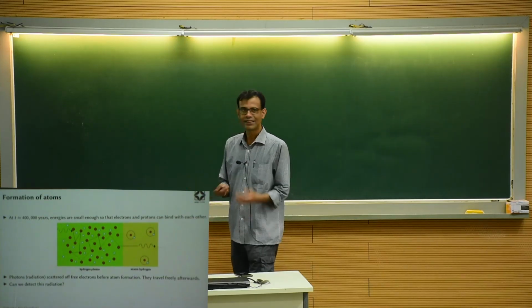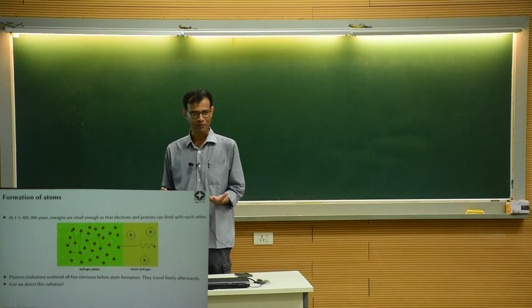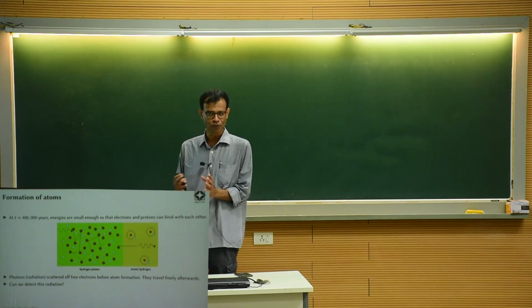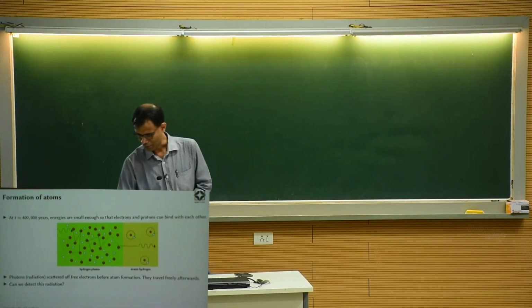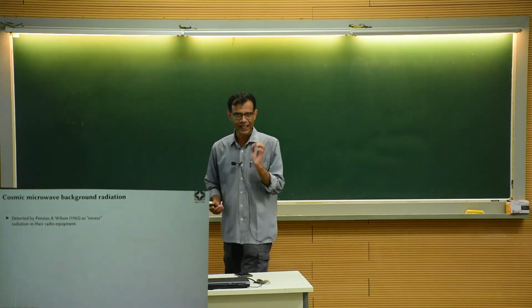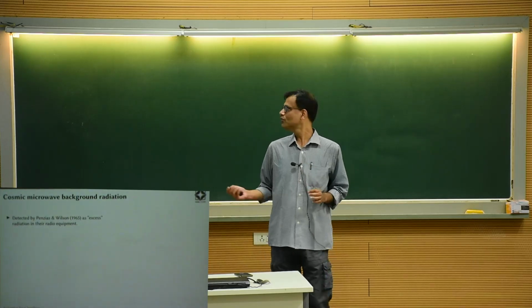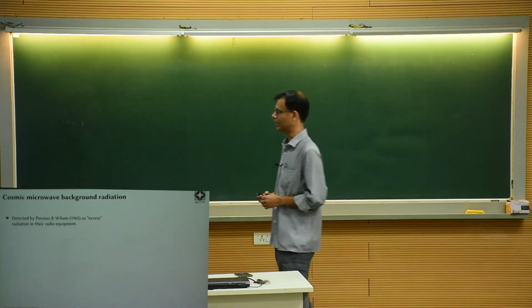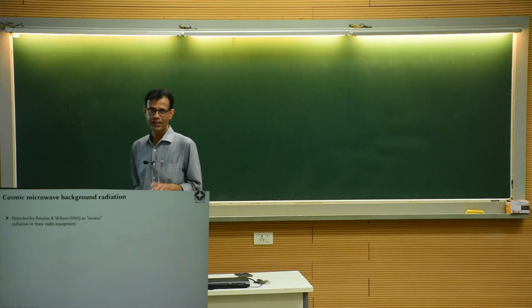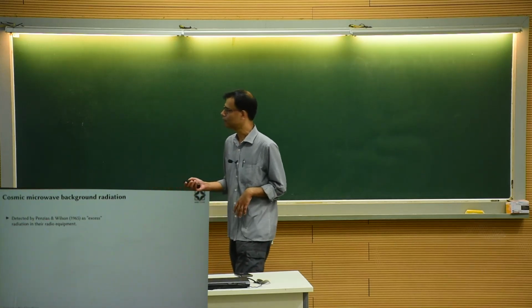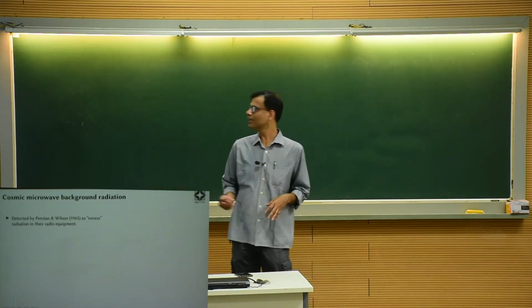Now, the question is, can this light be detected? Because this would be a very good proof of the model we are talking about. And it turns out that yes, this is basically the light which we call the cosmic microwave background radiation. And this was detected in the 1960s by people who were electrical engineers.